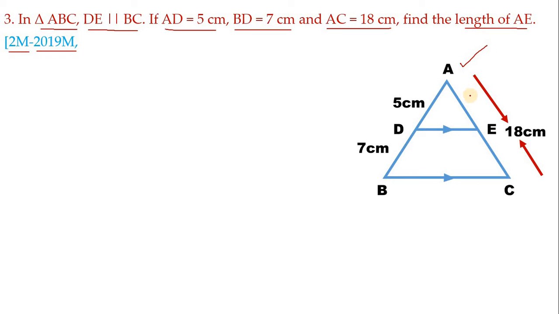If you look at the figure, easily you can understand the problem. Here there is a triangle ABC, in which DE is parallel to BC. The value of AD is 5 cm, BD is 7 cm, and AC full length is 18 cm. Now we have to find AE. AE is here, so this is the question mark.